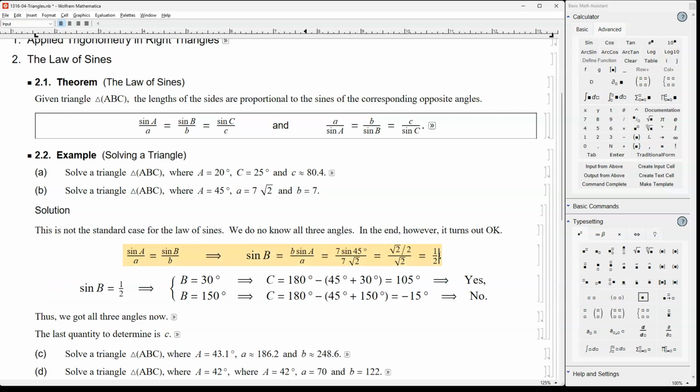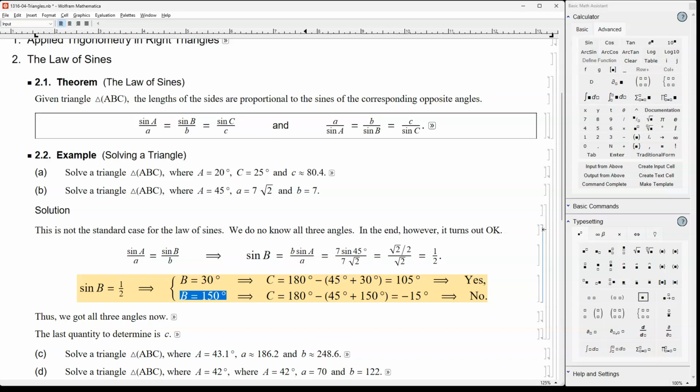Sine of capital B is 1/2, so it will be 30 degrees or 150 degrees. If 30 degrees, then we can find out the third angle like this, 105 degrees, it'll work out. If 150 degrees, then it's not going to work out because 45 plus 150 will exceed 180, so that's invalid. So the latter case is impossible. So we have only one possibility, 30 degrees. So we have a unique solution. We are just lucky. So capital B is 30 degrees.